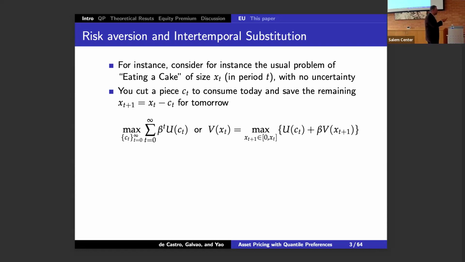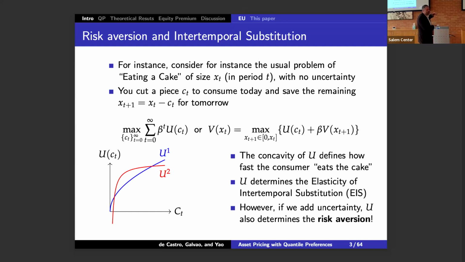How concave this function is determines how fast you eat the cake. So if it's linear, you eat with a certain speed. If it's more and more concave, you eat with a different speed.